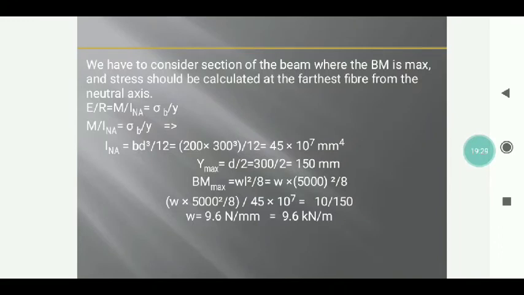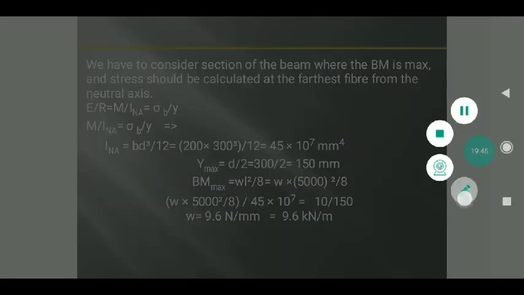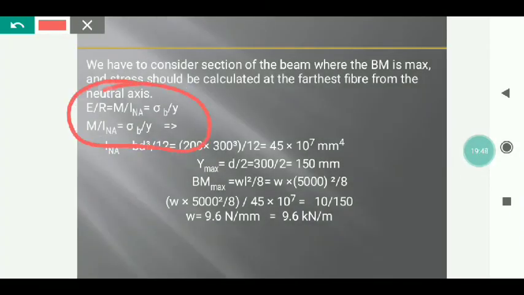So hence we consider, and we know that for a simply supported beam, from the second module, M max is WL square by 8. So that is substituted here and is equal to M by I. The equation used, what we did in the derivation, M by I is equal to E by R, which is the bending stress by y.